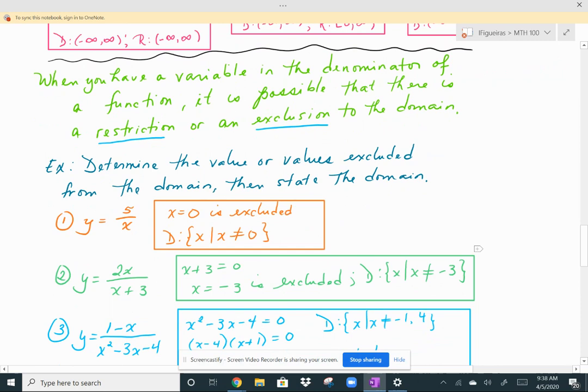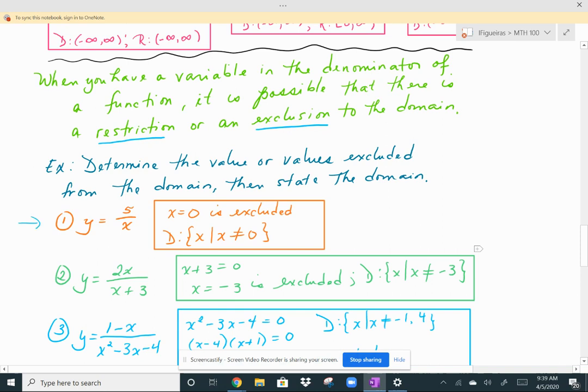So zeros in the denominator mean that the function or equation, whatever you're working with, is undefined. So we have a few examples here. We want to determine the values that are excluded from the domain, then state what the domain is. Okay, so here's our first example.